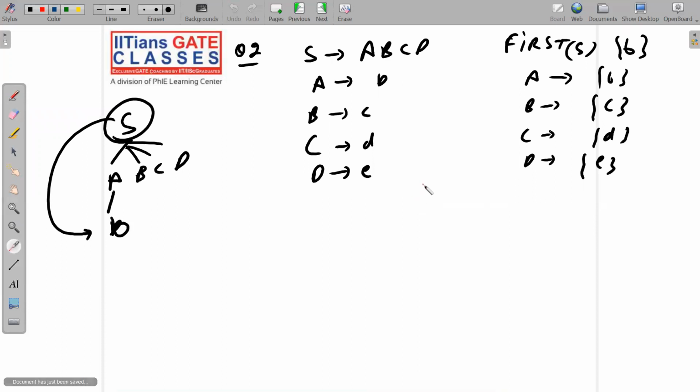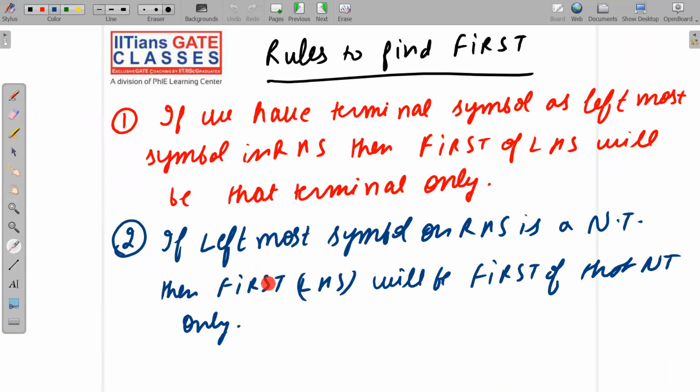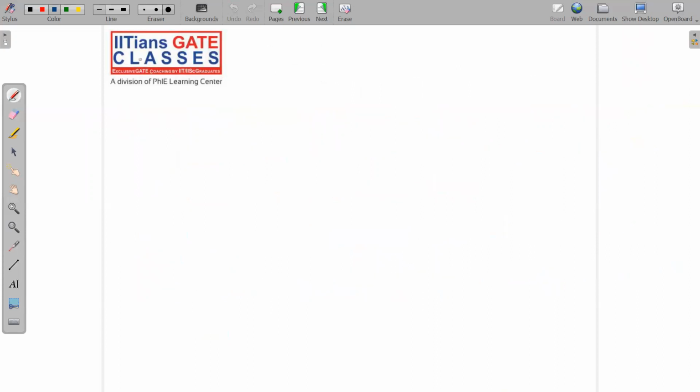So the second rule is saying what? If the first symbol in RHS is not a terminal symbol, rather it is a non-terminal, then first of LHS will be first of that non-terminal only. So first of S will be first of A. You will say like this. Yes, so please note it down carefully, and I will jump to the third rule now. I'm jumping to the next slide.